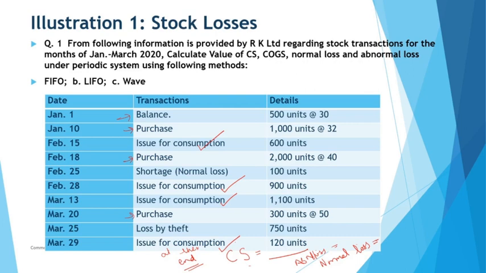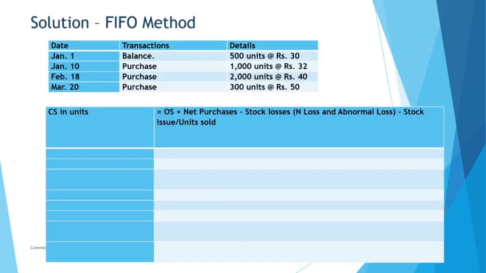So let us solve this question using periodic system. So we'll simply take up the information which is essential for periodic system, that is purchases and the losses. So this is our question as such. Remaining things are not necessary under periodic system. So first of all, we'll measure closing stock.